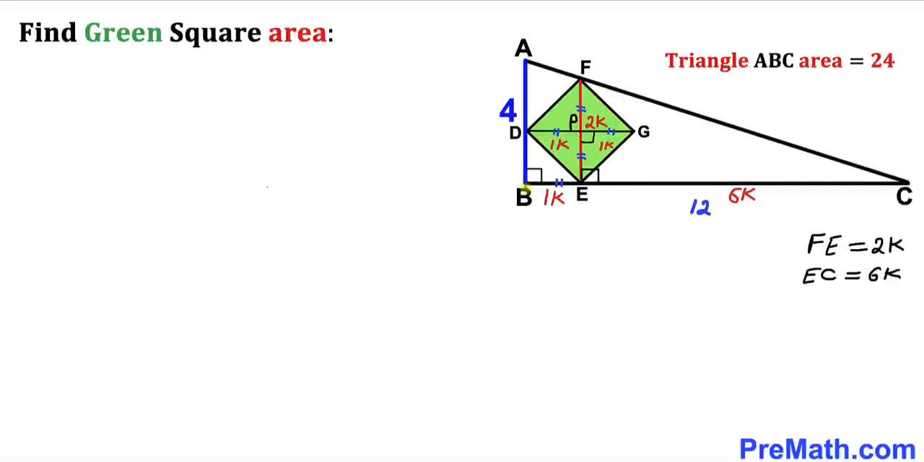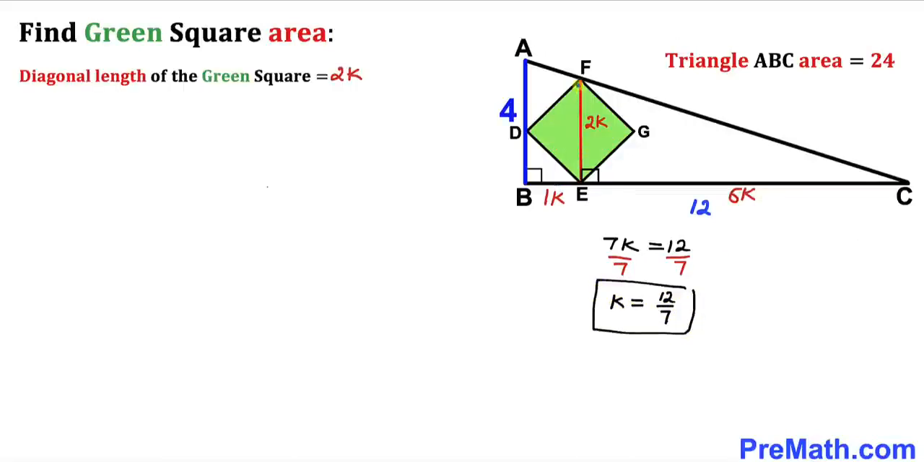So therefore we can see that this whole length BC turns out to be 1k plus 6k, which makes 7k. And we also know that this BC length is 12. So therefore I can equate 7k equals 12. So we end up with this equation, 7k equals 12. Let's divide both sides by 7 to isolate k. So therefore our k value turns out to be 12 divided by 7.